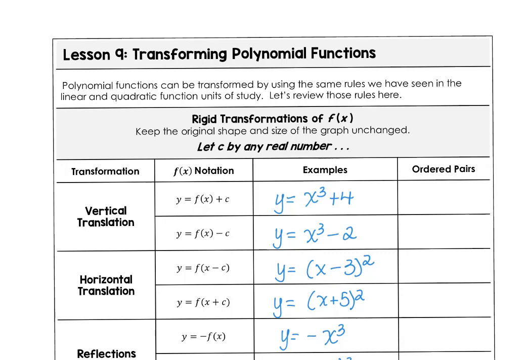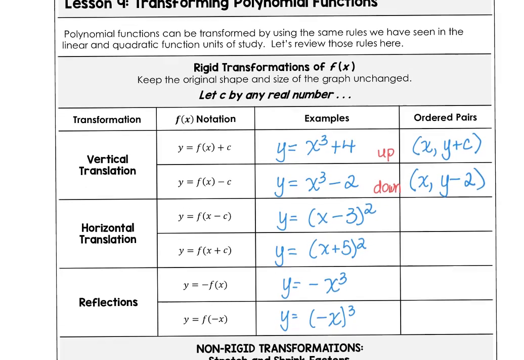So let's start off with vertical translations. When we add a constant to a function, that translates the graph up. When we subtract a constant from a function, that translates the graph down. So up and down on the vertical axis, or the y-axis. What happens to our ordered pairs is that x stays the same, but to the y value, we're adding that constant 4 in this example. And in the second example, we're subtracting 2 from our y value.